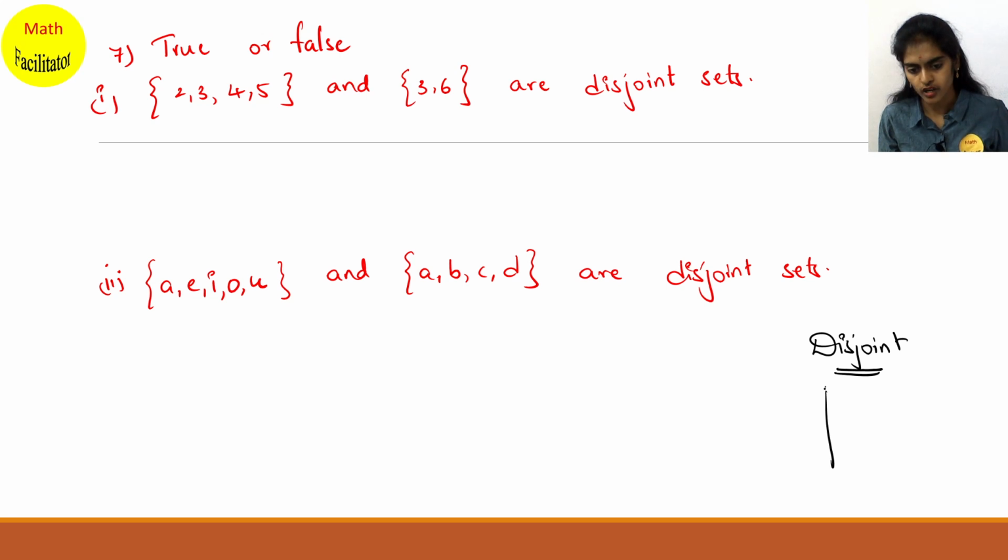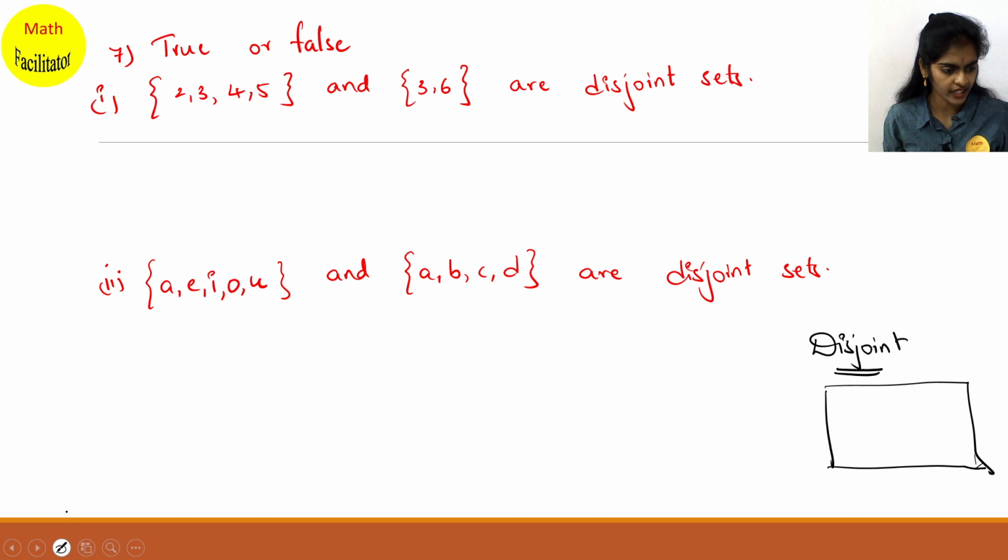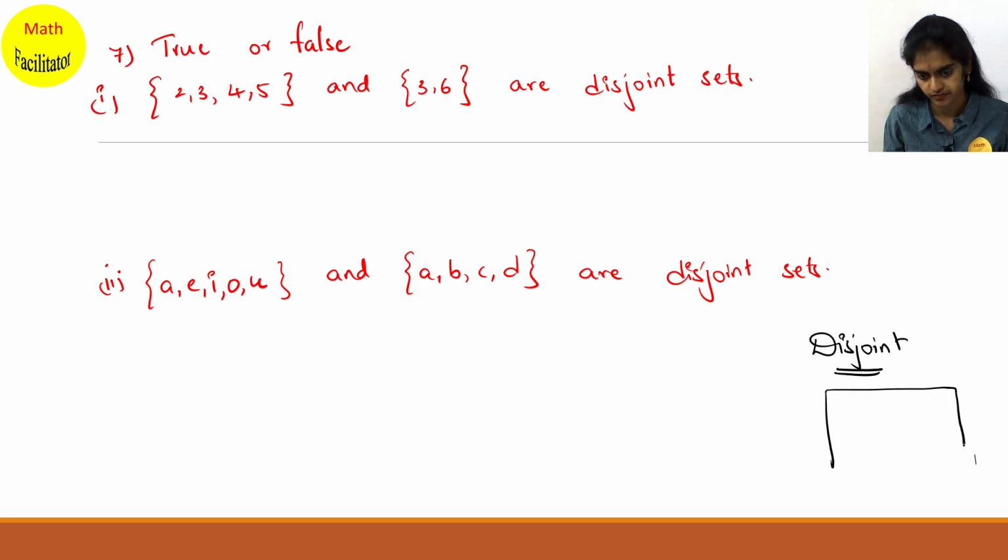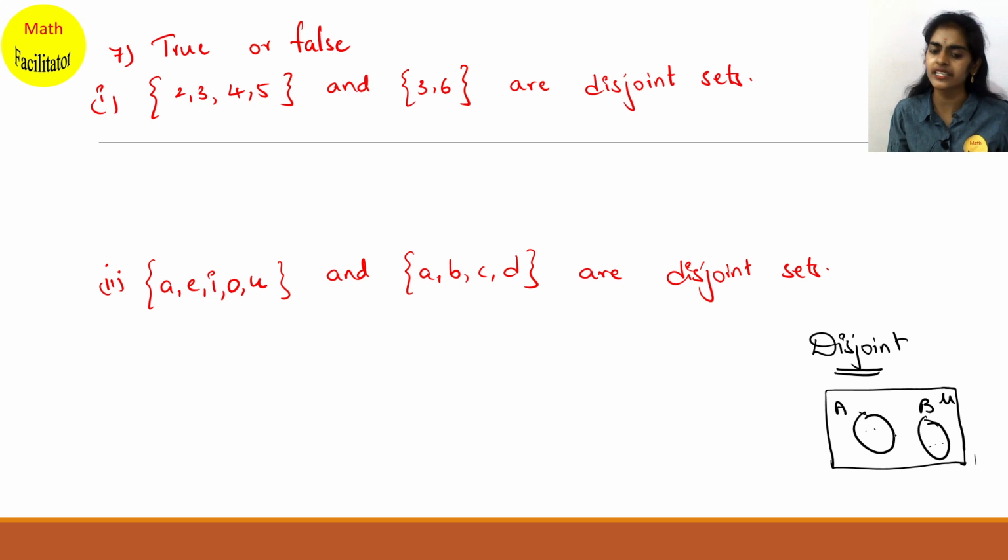Okay, so if you draw the Venn diagram of disjoint sets, let me do it straight. If this is one set, this will be the other set. There is no element common in both the sets, so these sets are called disjoint. No element in common, which means if I consider A intersection B, what will I get? I'll get empty. There is nothing in common, so I'll get an empty set here.